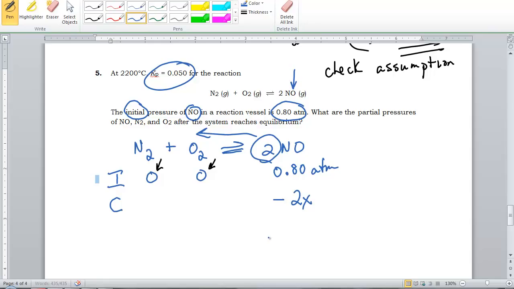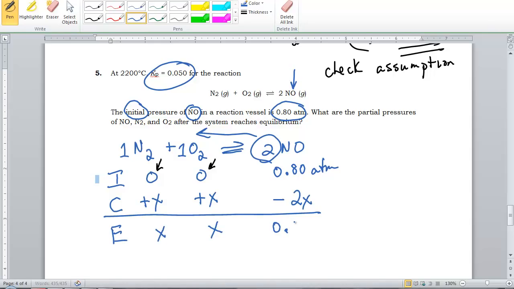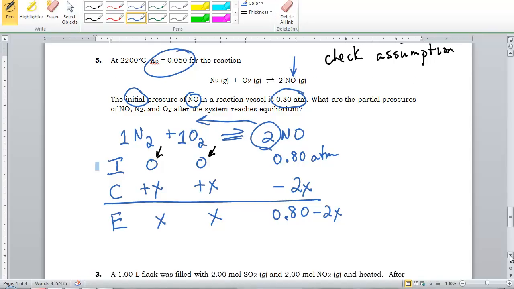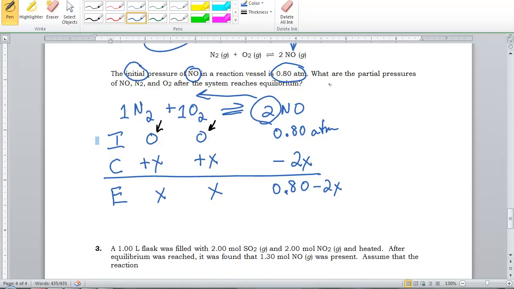We use the coefficients. And we are going to, in this case, produce reactant. Again, using our coefficients, for every 2 NO molecules that react, we're going to get 1 N2 and 1 O2. And at equilibrium, X, X, and 0.8 minus 2X. Okay? Now, at least let's plug this in, and we're not going to solve this.